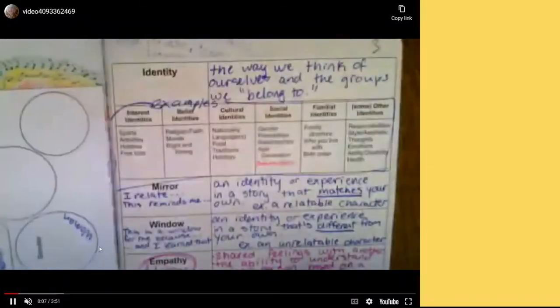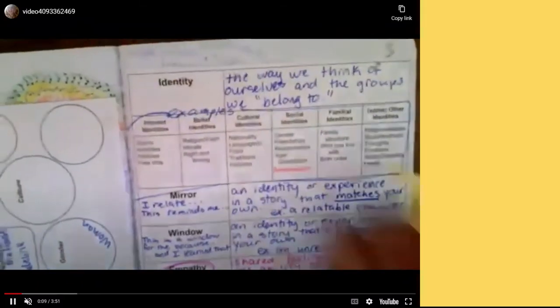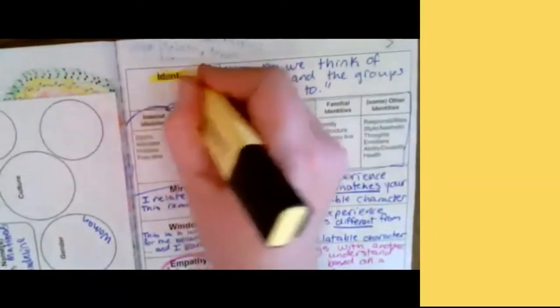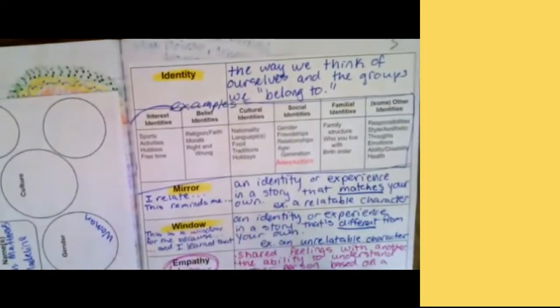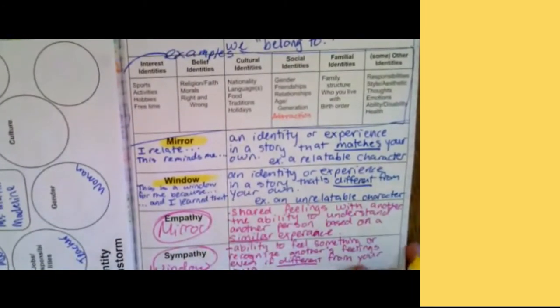I'm going to take some notes, but before we do, we're going to highlight the terms that we've already taken notes on just so they stand out better in our journals. So, identity, mirror, window, these should all be on page 3. On page 4, I'm going to highlight stereotypes. And now we are on to some new notes.